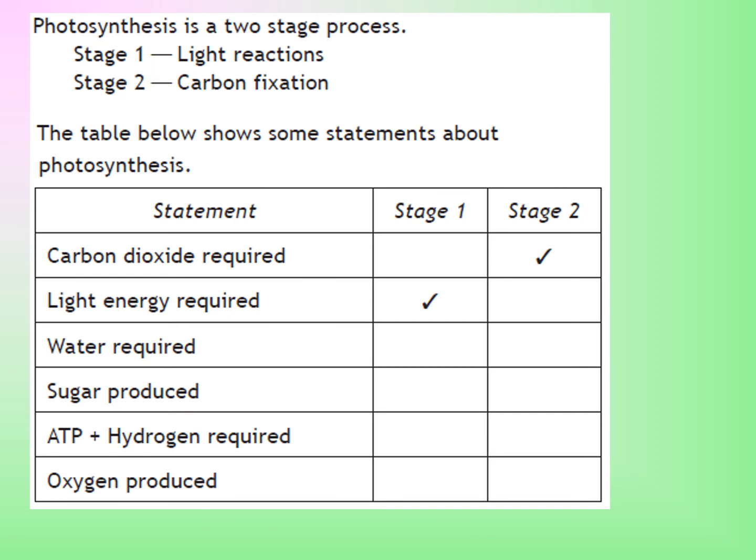What about sugar produced? What stage is sugar produced? Glucose produced? Stage 2. ATP and hydrogen required, not made, required. So they are made in stage 1, but they're needed in stage 2. And in what stage is oxygen produced as a byproduct? Stage 1, because oxygen is produced from light energy splitting water.